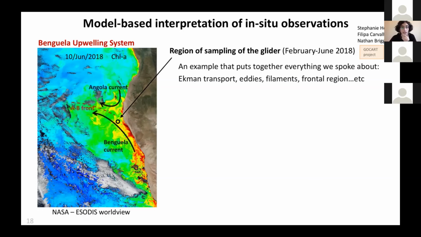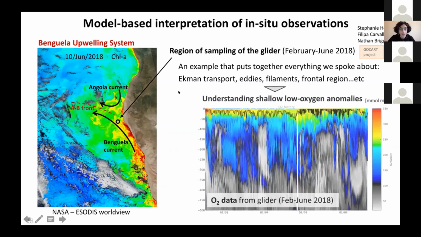This region is actually very interesting because it's really an example that puts together all that we spoke about till now. There is Ekman transport because we are in an upwelling area, there are eddies, there are filaments, there is a frontal region, and the area where the gliders were deployed, indicated by this small dot, is actually hit by all these types of dynamics. As a result, the glider data show these very intricate dynamics, and it's difficult to understand what is going on just looking at the glider data.